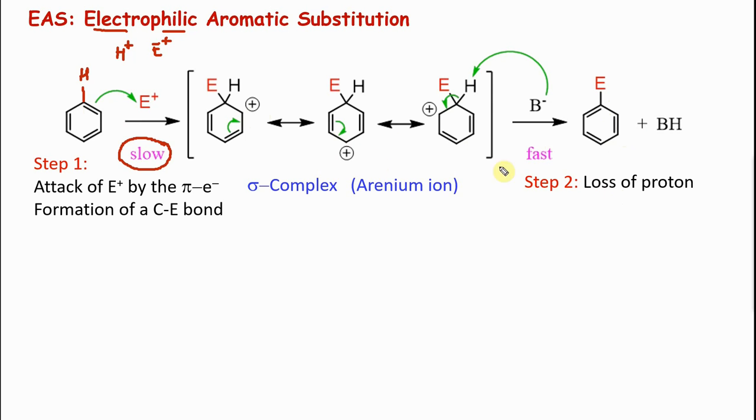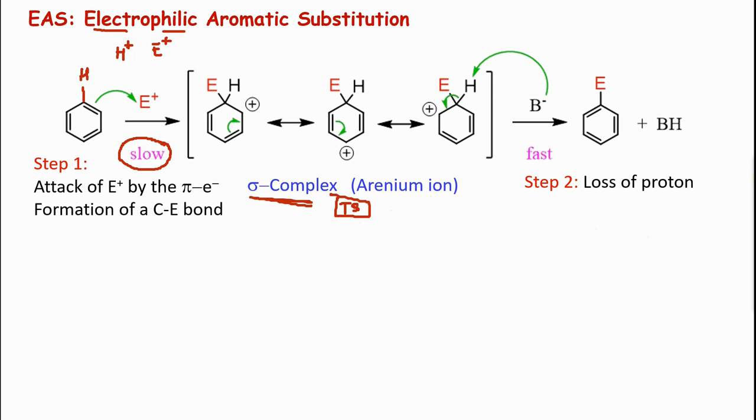The second step is loss of a proton. You want to remember this name: it's called a sigma complex. The sigma complex is the intermediate, not a transition state. You will see more about the transition state in thermodynamics. It's also called an arenium ion. Now this is the very simple setup for a benzene ring.